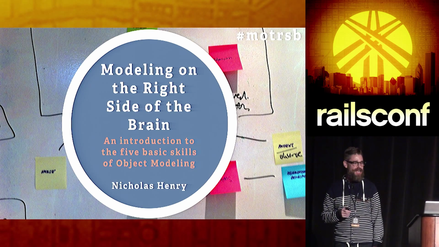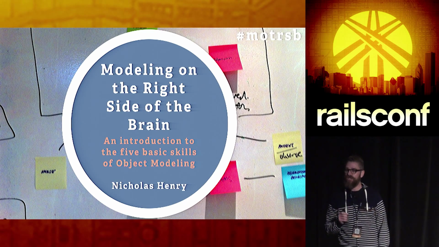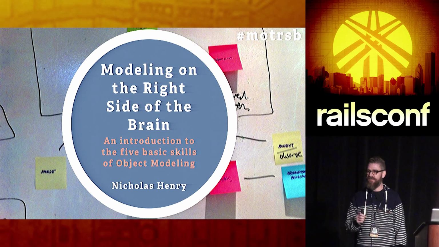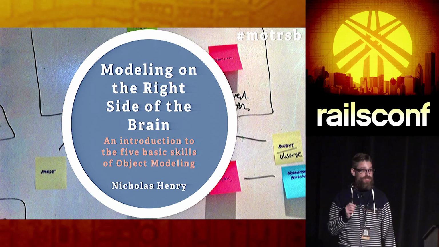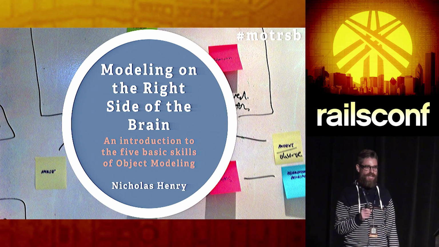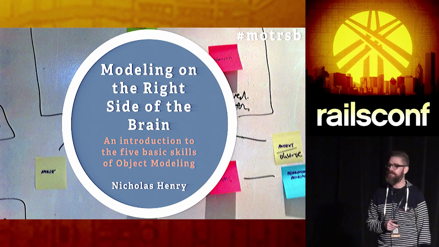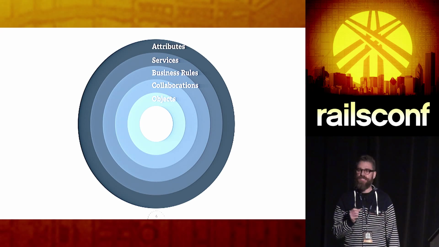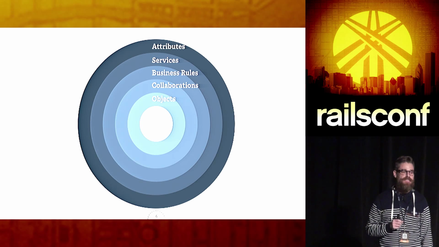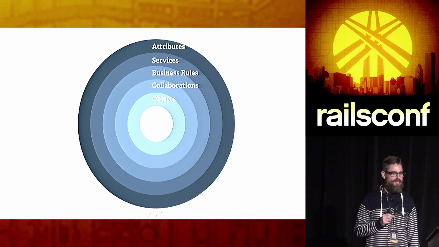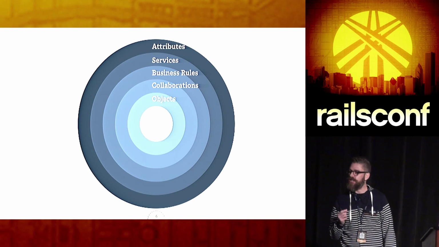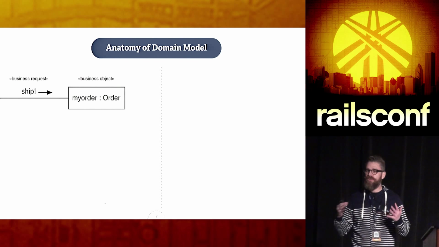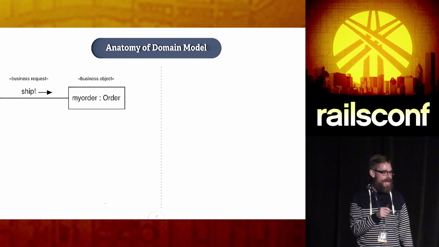I'm Nicholas Henry, and I'd like to welcome you to my talk, Modelling on the Right Side of the Brain, where I'll introduce you to the 5 basic skills of object modelling. We will explore using colour and patterns to help you visualize, communicate and understand domain models. And the 5 basic skills for object modelling are finding objects, identifying collaborations, defining business rules, and assigning services and attributes.